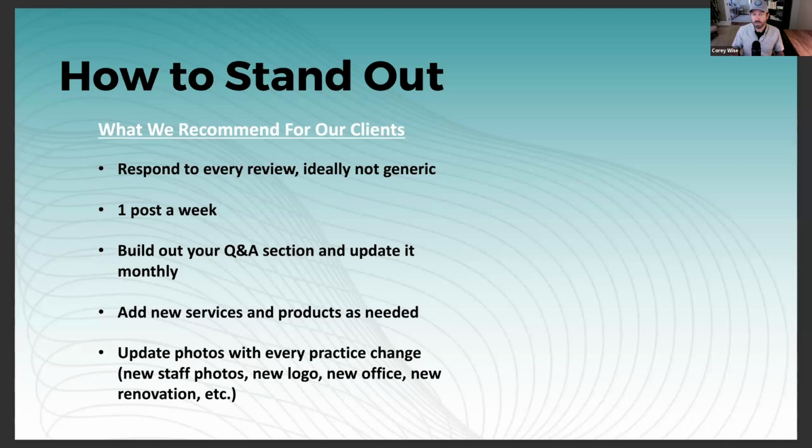The ideally not generic part is just address it. Like, thanks, we love having you as a patient. Can't wait to see you next time. Something that is not violating HIPAA, but recognizes that relationships are important to you and that you care about your patients. Yeah. And you can still keep it brief, right?